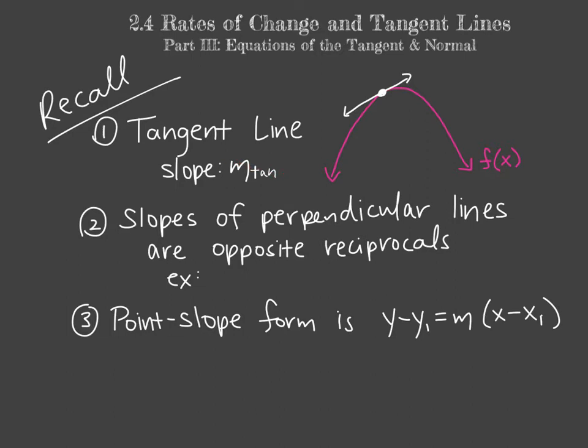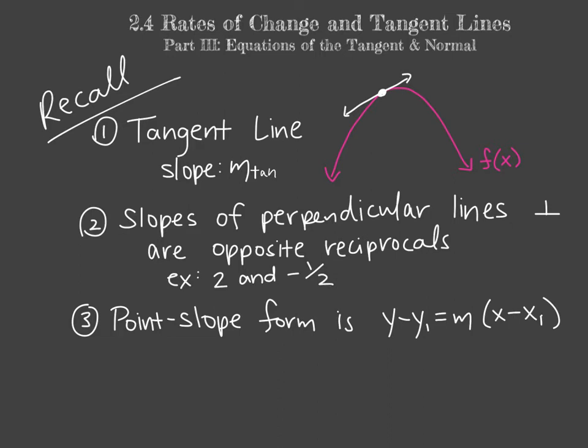The second thing that we need to recall from earlier is that slopes of perpendicular lines are opposite reciprocals. Remember, perpendicular means that two lines intersect and form a 90-degree angle, and the symbol for perpendicular is an upside down T. An example of an opposite reciprocal would be the number 2, and then opposite means it would be negative, and then reciprocal means flip. So an example of opposite reciprocals is 2 and negative 1/2.